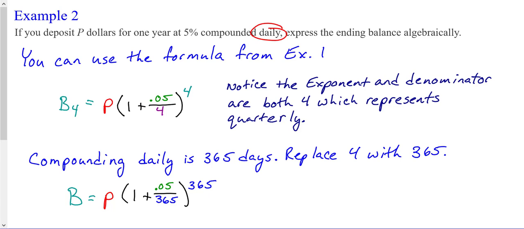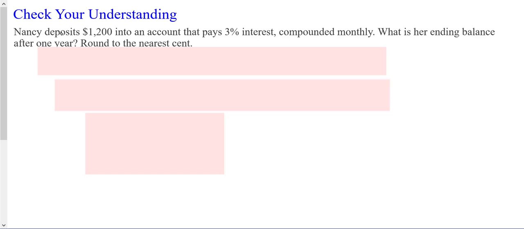All right, so next example. Nancy deposits $1,200 into an account that pays, so that's our principal, a rate of 3% interest, compounded monthly. Monthly is 12 times a year. So you see what I'm getting at when I'm talking about compounding? I'm looking at how many times a year it happens. If it's quarterly, it's 4 times a year. If it's monthly, it's 12 times a year. If it's daily, it's 365 a year. And this is going to become important in the next video.